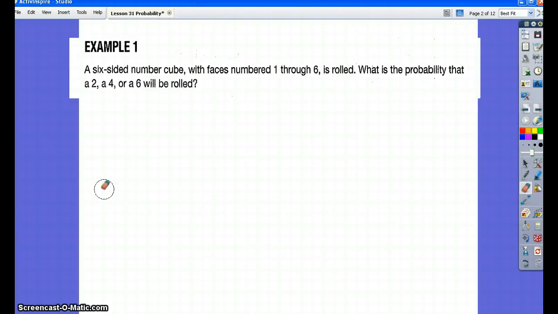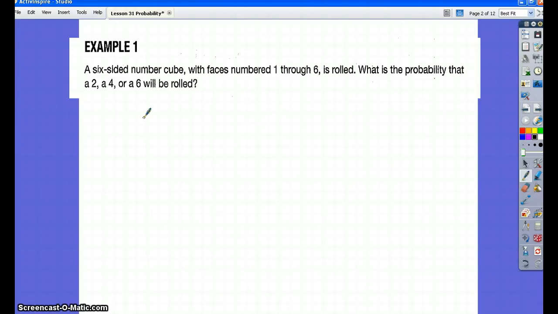Okay, so dealing with probability, we're going to be looking at the probability of mutually exclusive events and dependent events. So real simply, I think it's easier, more than a formula, is just to think through each problem.